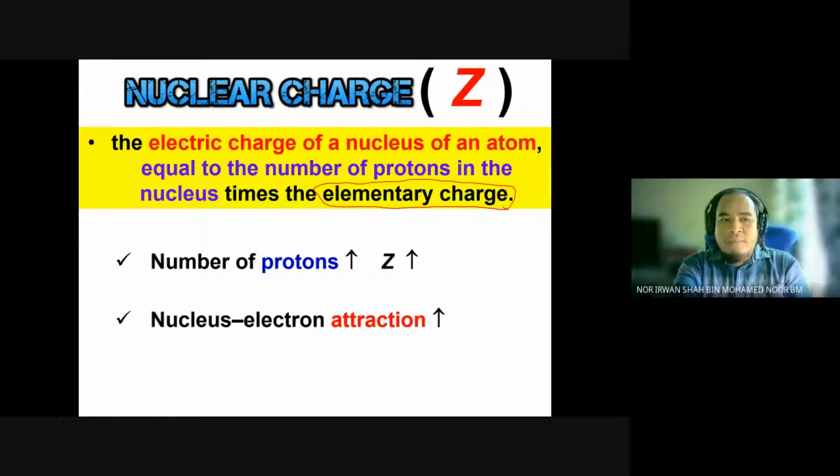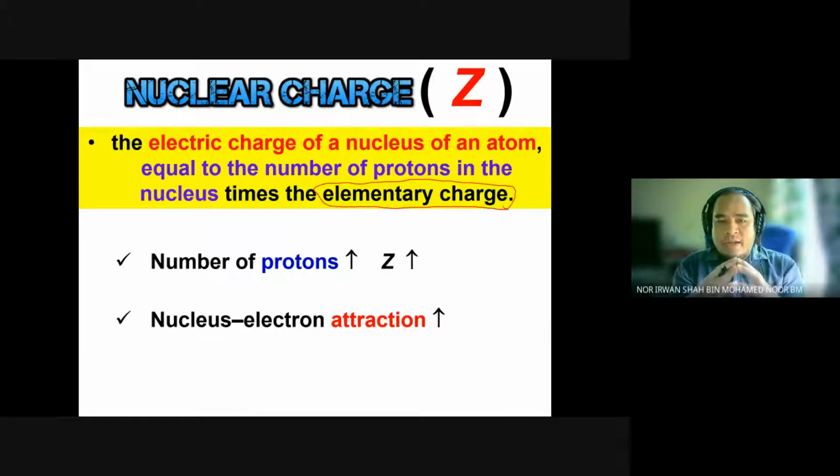Okay, so apa signifikan dia Z ni guys? Okay, dia macam ni. Z ini sebenarnya, dia menunjukkan apa tahu? Dia menunjukkan how strong the attraction between the nucleus and the electrons outside the nucleus. Okay, so you guys, kita dah bincang sebelum ni kan.